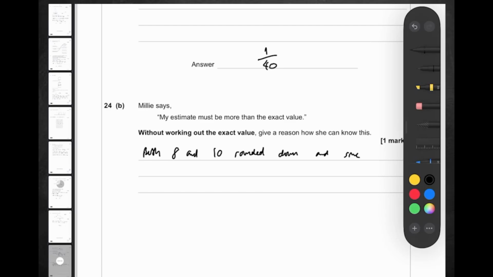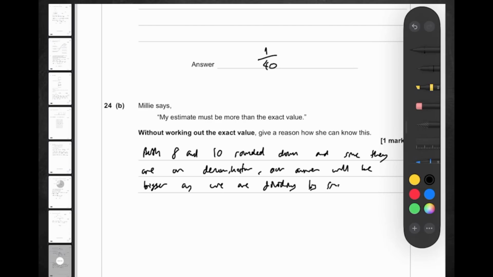And since they are on the denominator, our answer will be bigger as we are dividing by smaller numbers.